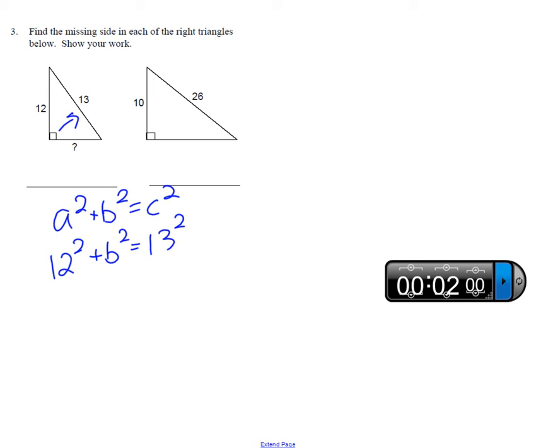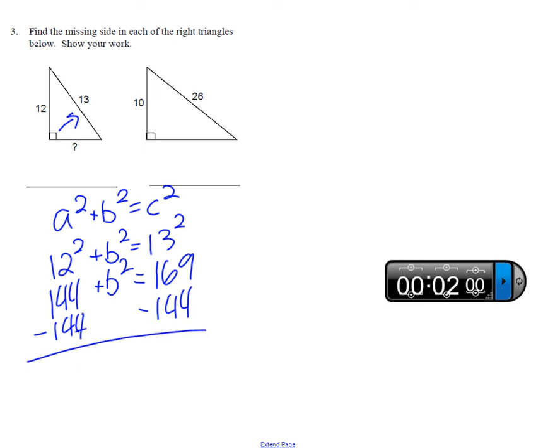So we square our numbers. 12 squared. 13 squared. If we're solving for one of the legs, what do we have to do? We subtract the 2 numbers. Subtract. So we get b squared is 25. But in this case, we actually want to know the length of the side, so what do we have to do? We have to take the square root. So what's the square root of 25? 5. Okay.